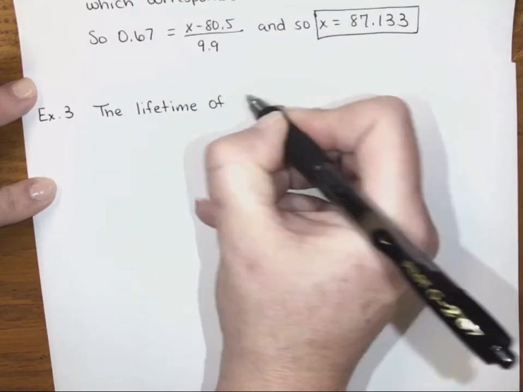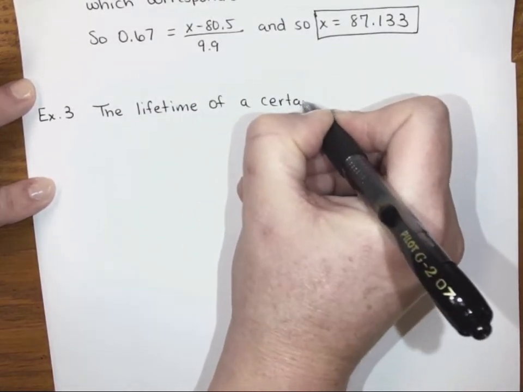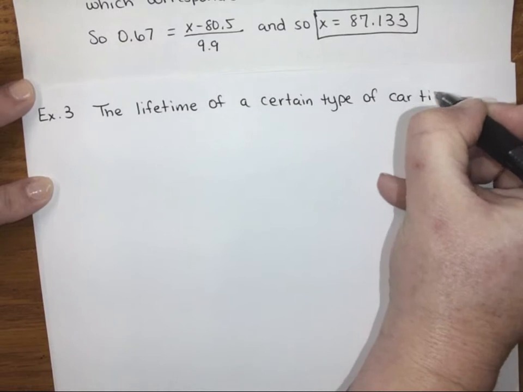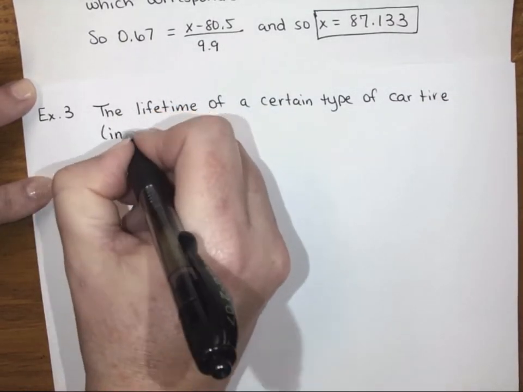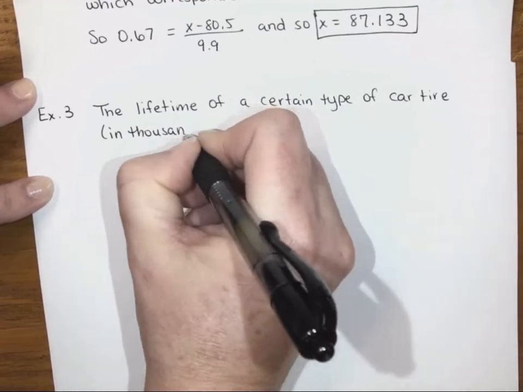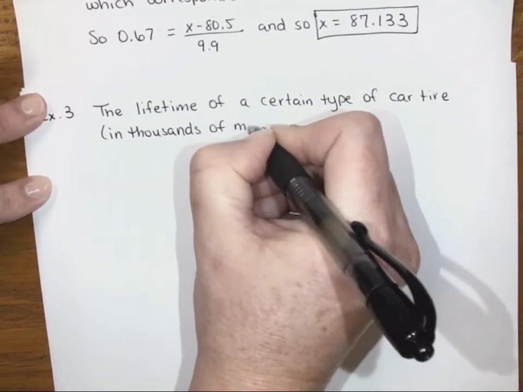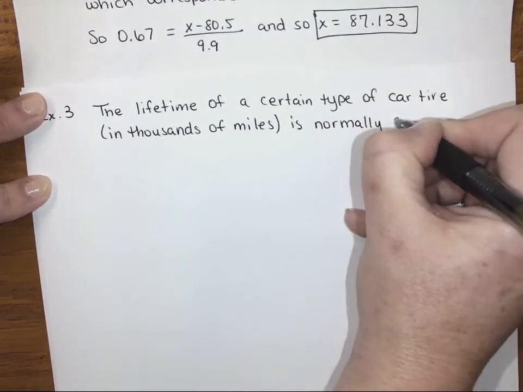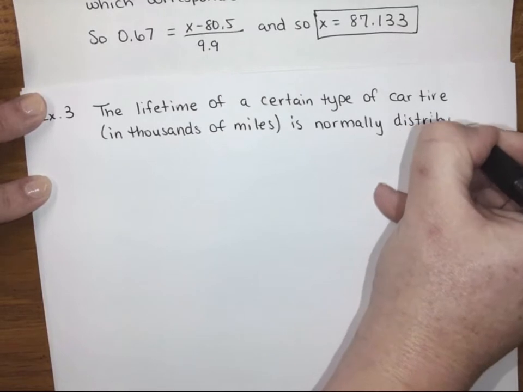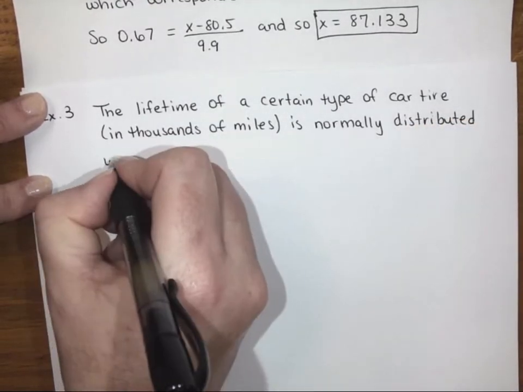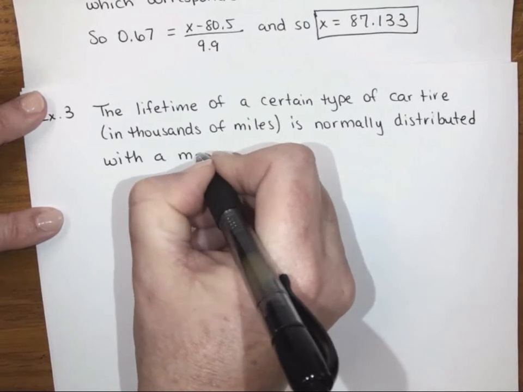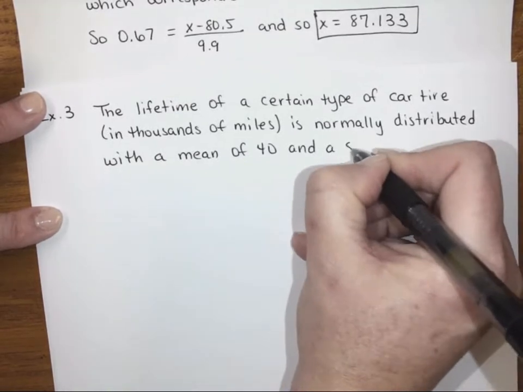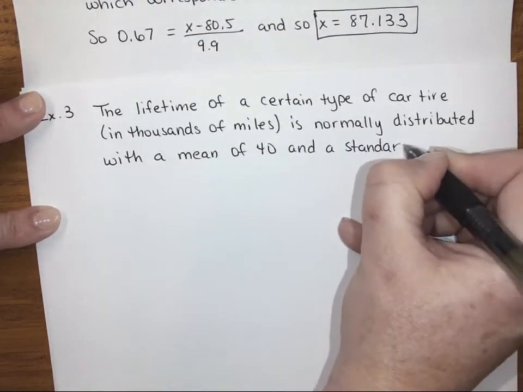All right, so let's say the lifetime of a certain type of car tire in thousands of miles is normally distributed with a mean of 40. Remember, it's in thousands of miles, so it's actually a mean of 40,000. And a standard deviation of 5, or 5,000.